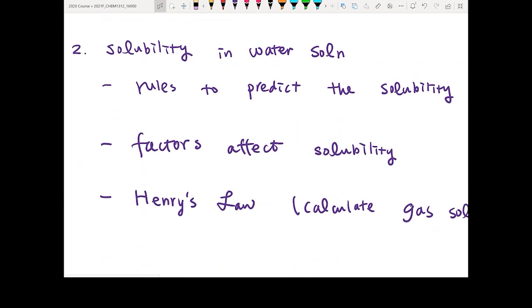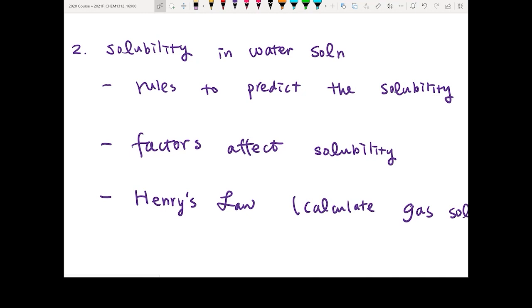After we understand those concepts, I want to predict whether something is going to form a solution. The next thing we want to know is what factors are going to affect the solubility. Basically, we're going to tell you how the temperature is going to affect the solubility, and how the pressure is going to affect the solubility. And then at the very end, we are going to apply all these things and summarize with one very famous equation called Henry's law.